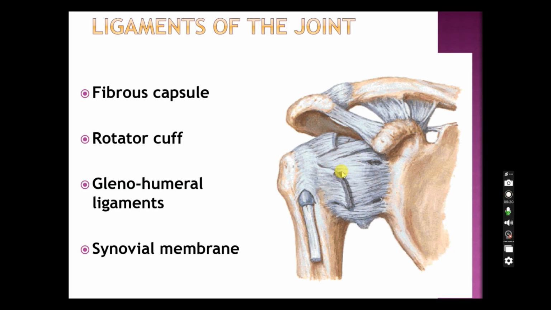What other things are you seeing here? This is the coracoid process. This is the acromion process. So what can we call this? The coracoacromial ligament. The coracoid process, coracoacromial ligament, and the acromion process together are called the coracoacromial arch.